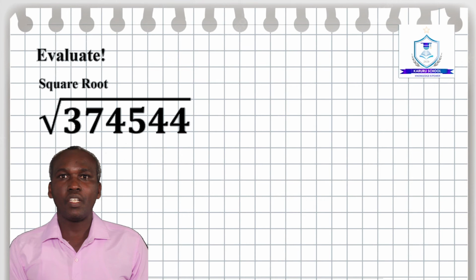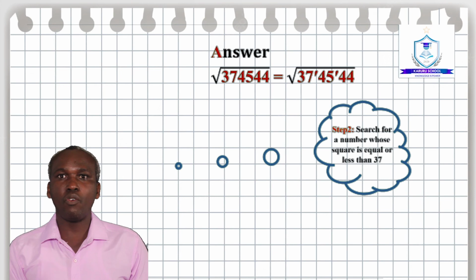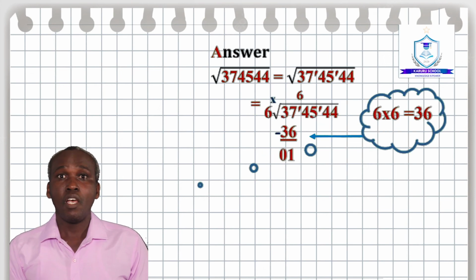Our last example requires us to find the square root of 374,544 using the pairing method. The first step is to split the radicand into pairs beginning from the right to the left. Then search for a number whose square is equal or less than 37. From the multiplication table, we know that the number whose square is close to 37 is 36, arising from multiplying 6 by 6. We then find the difference by subtracting 36 from 37 to get 1 as the remainder.